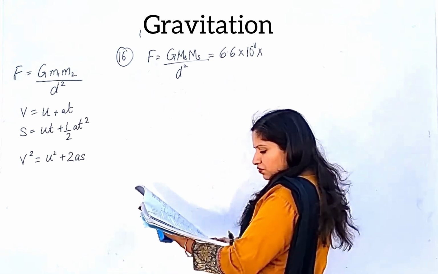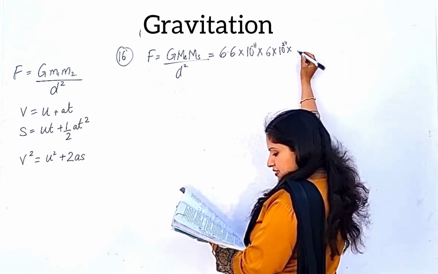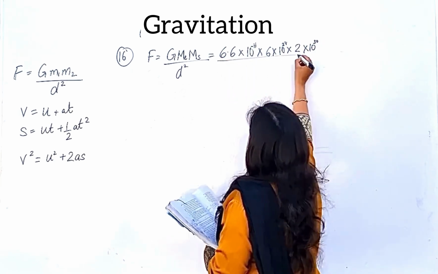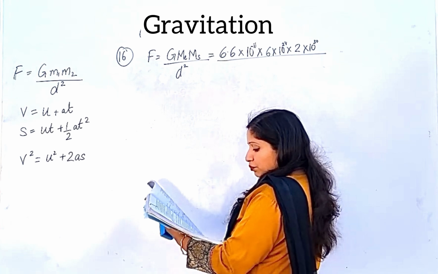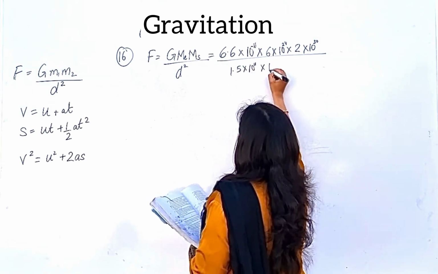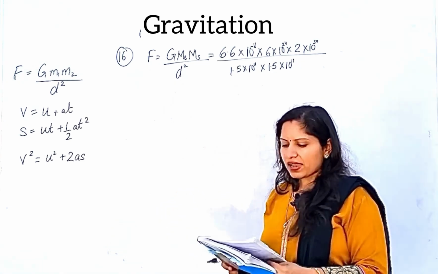Mass of the Earth is given as 6 into 10 to the power 24. Mass of the Sun is given as 2 into 10 to the power 30, upon the distance between the two, which is given as 1.5 into 10 to the power 11. It's a square, so we have to write it again. These are the values given in the question.